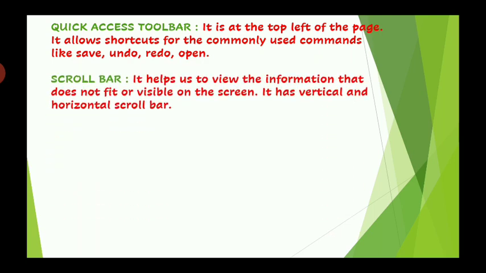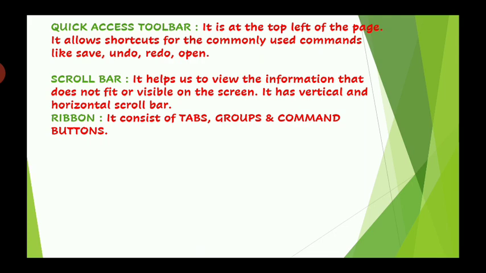Next is scroll bar. It helps us to view the information that does not fit or is not visible on the screen. There are certain parts of the text or numbers which you cannot see. Some part has gone to the bottom or some part has gone to our left. That's why there are two scroll bars, one horizontal and one vertical. The vertical scroll bar helps us to go up and down, and the horizontal scroll bar helps us to go to the left and the right side. So to see the text or numbers which are not visible, we can click on those arrow marks of the horizontal scroll bar and vertical scroll bar.